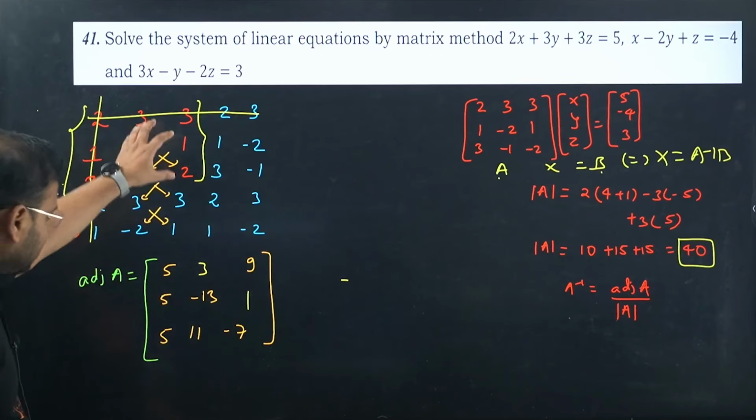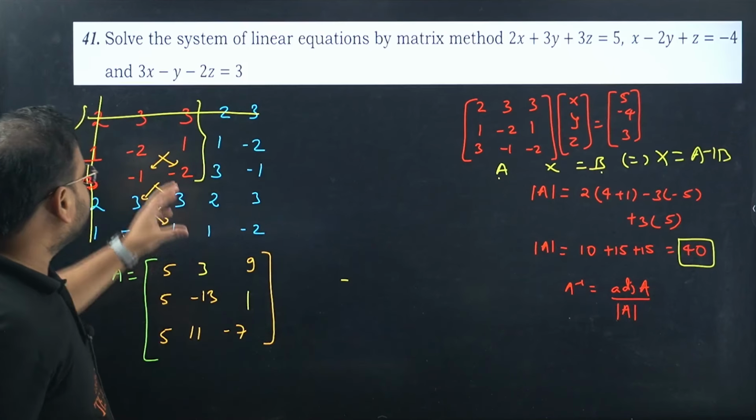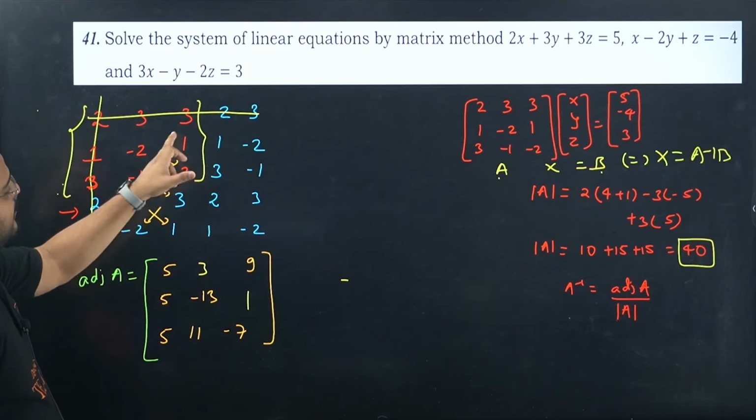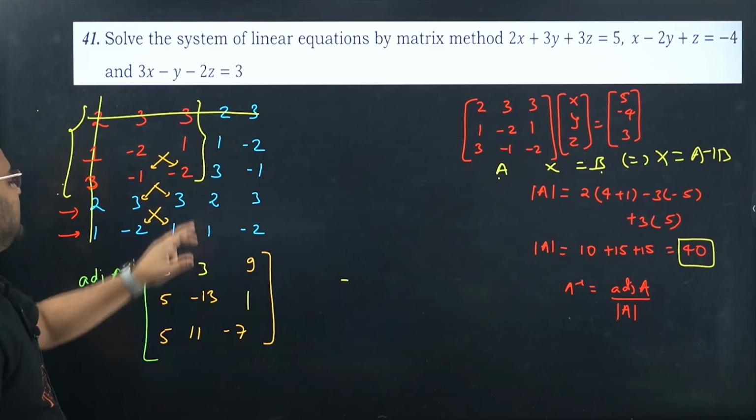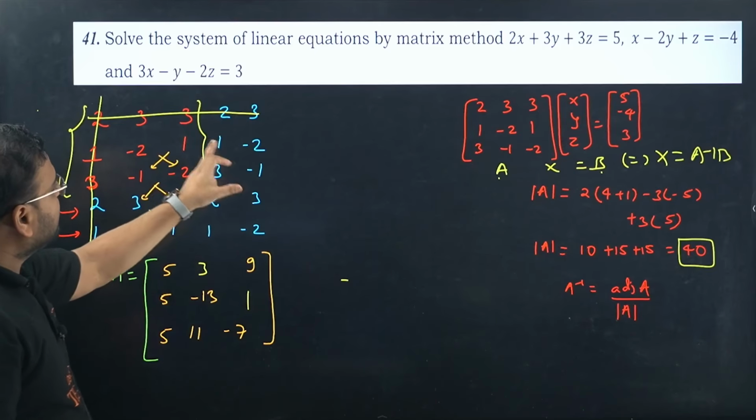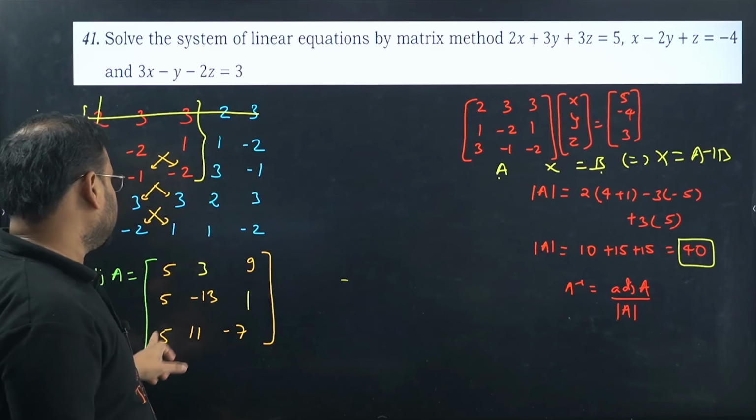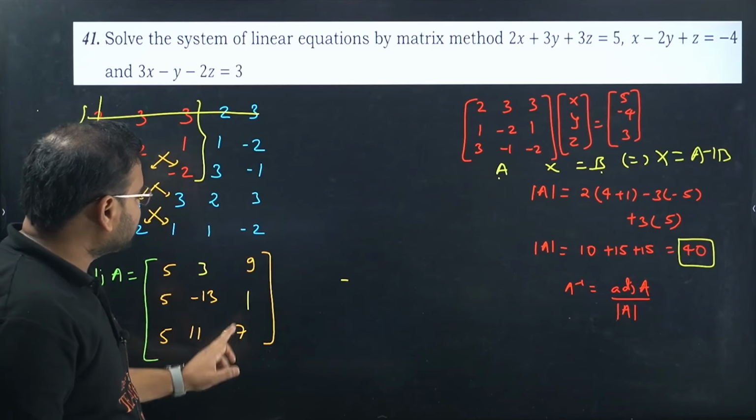Okay, so I did the cross multiplication in the vertical form and got the result in the row. In the same fashion, 3 plus 2 will be 5. Minus 4 minus 9, minus 13. 3 minus 2 is 1. Okay, this is done. Minus 1 plus 6 is 5 again. 9 plus 2 is 11, and minus 4 minus 3 is minus 7.